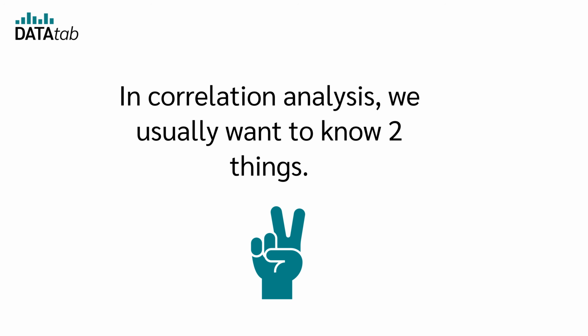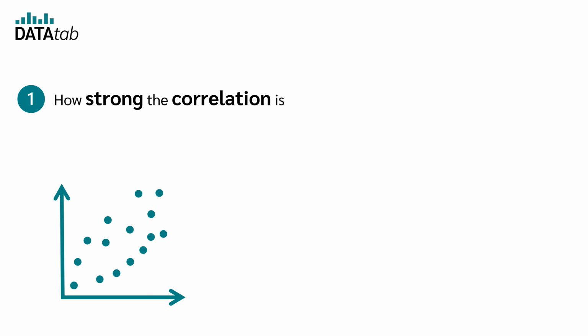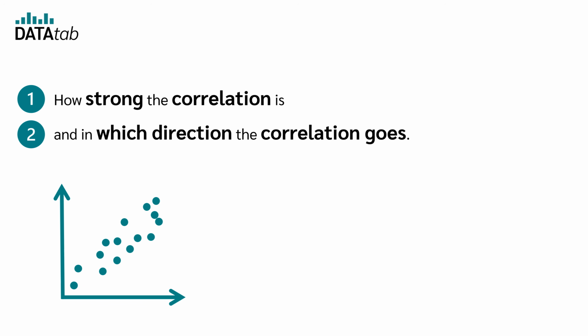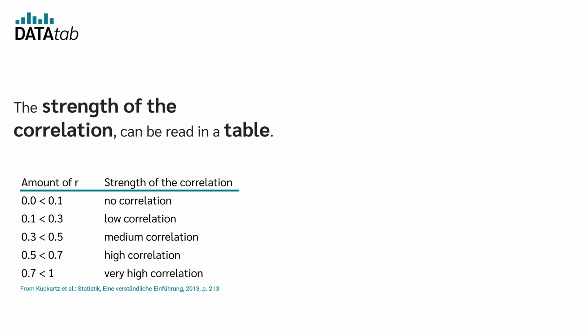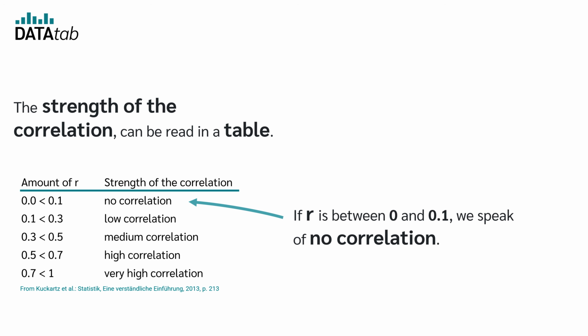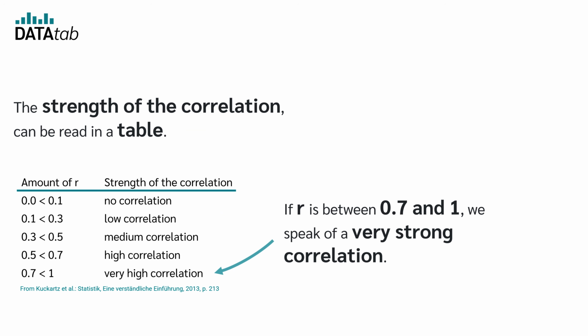In correlation analysis, we usually want to know two things. Number one, how strong the correlation is. And number two, in which direction the correlation goes. We can read both in the correlation coefficient, which is between -1 and 1. The strength of the correlation can be read in a table. If R is between 0 and 0.1, we speak of no correlation. If R is between 0.7 and 1, we speak of a very strong correlation.